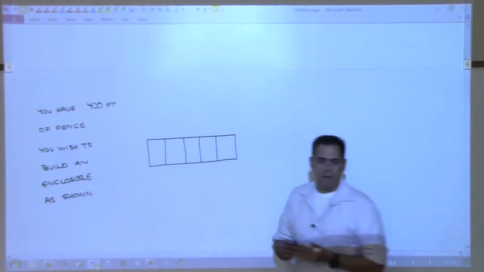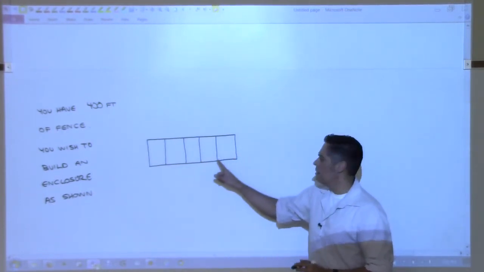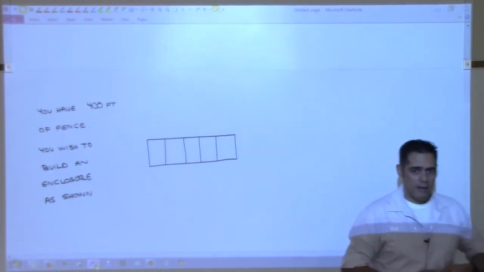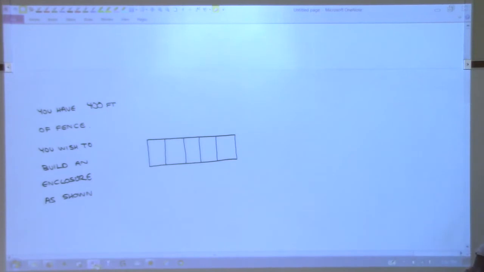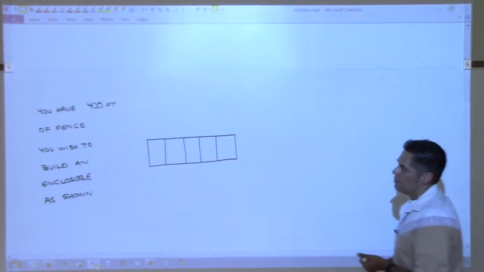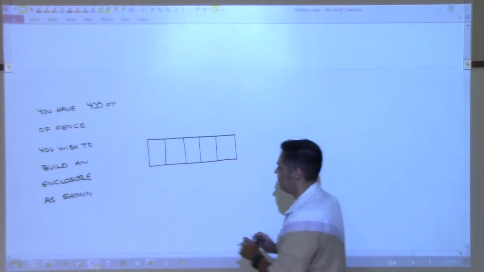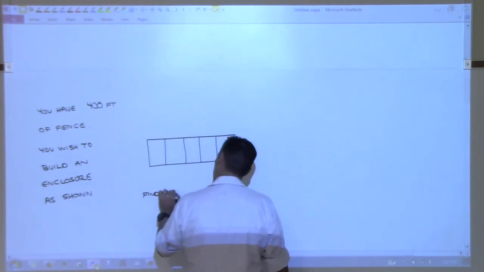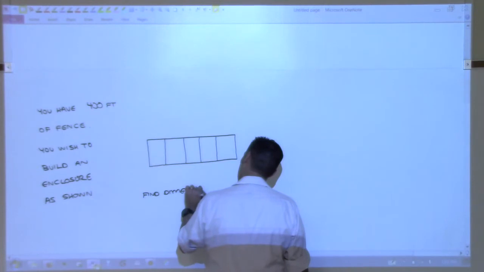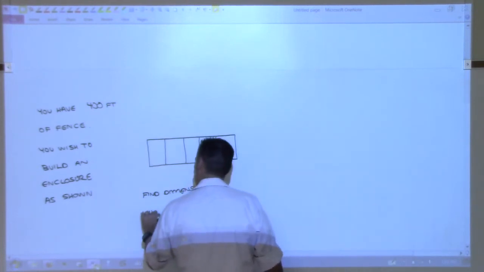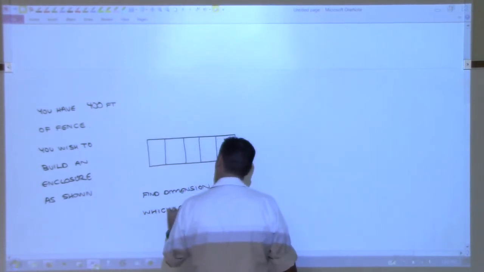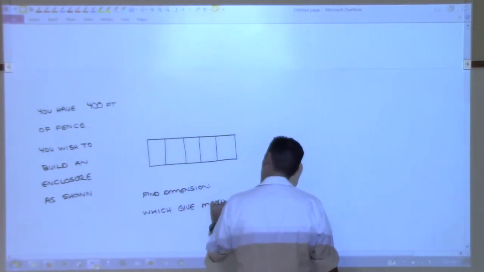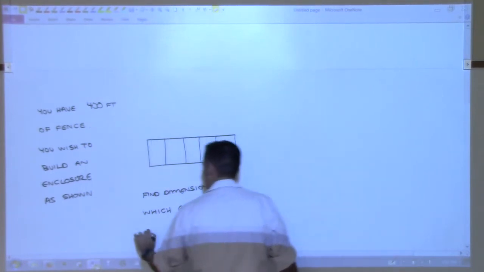What I want to make are 5 identical pens. These are all identical dimensions, okay? The question is, find the dimensions which give maximum area.